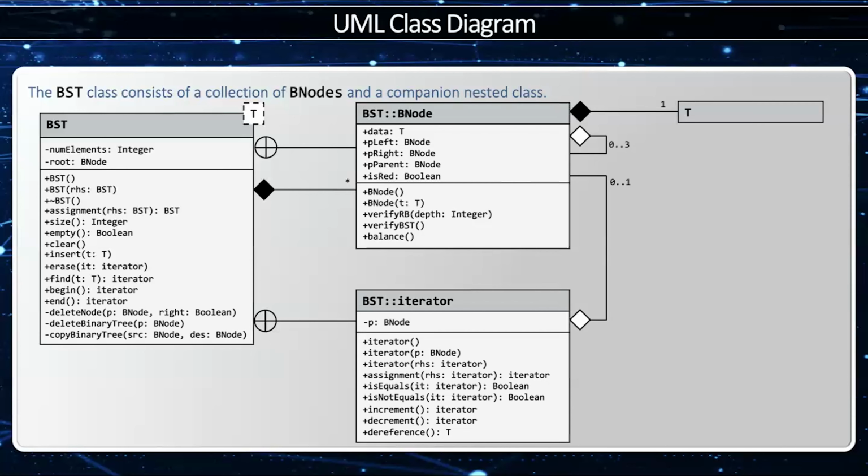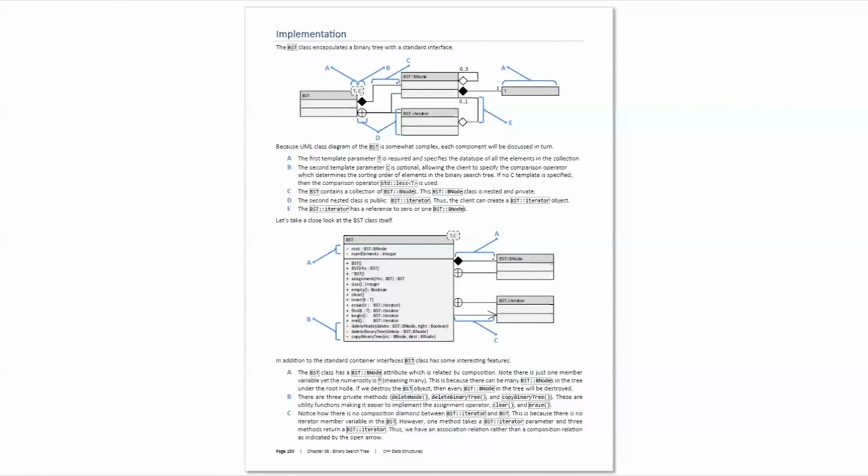access to them. We can learn more about the implementation and the class diagrams of the BST class in the implementation section of the BST chapter of the C++ data structures textbook.